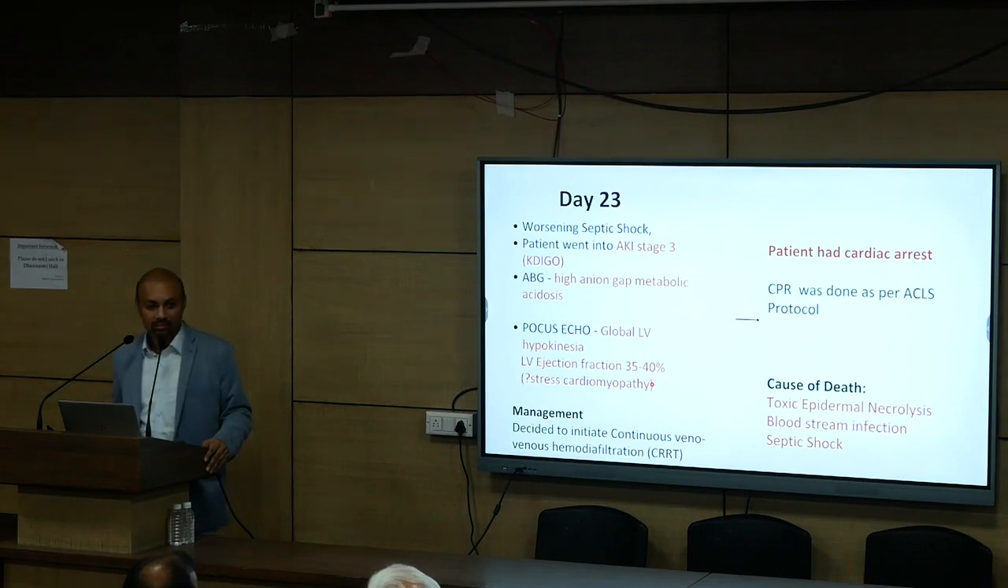We tried to revive him, but unfortunately we were not able to revive him. So he succumbed because of the toxic epidermal necrolysis, leading to bloodstream infection and shock. So that's all.